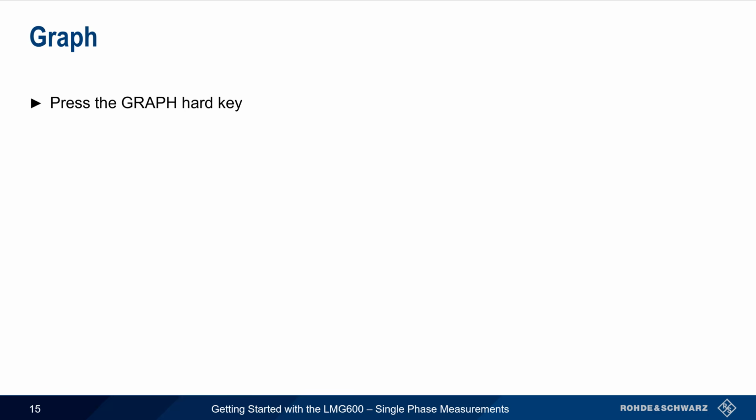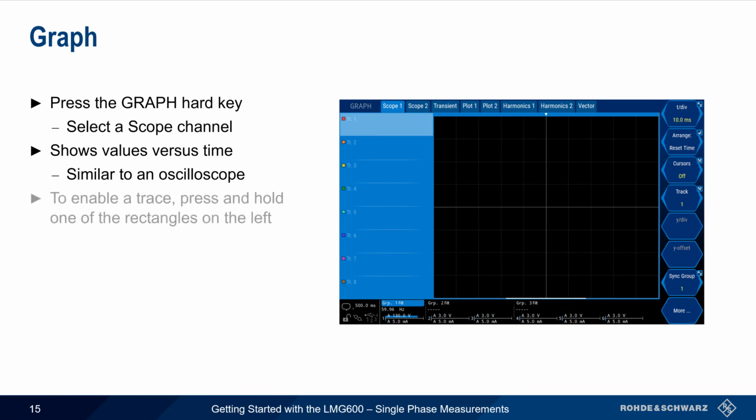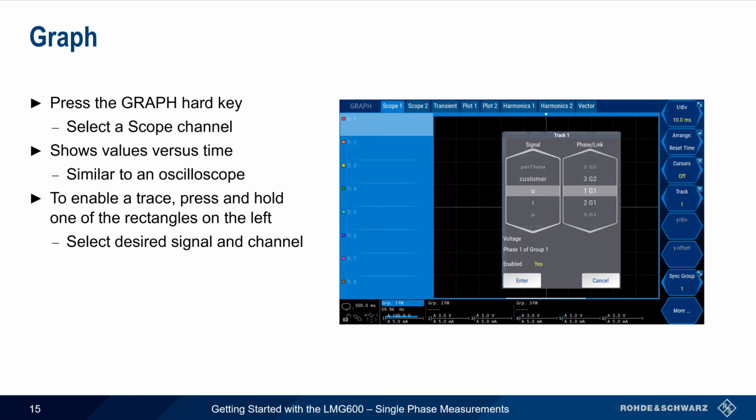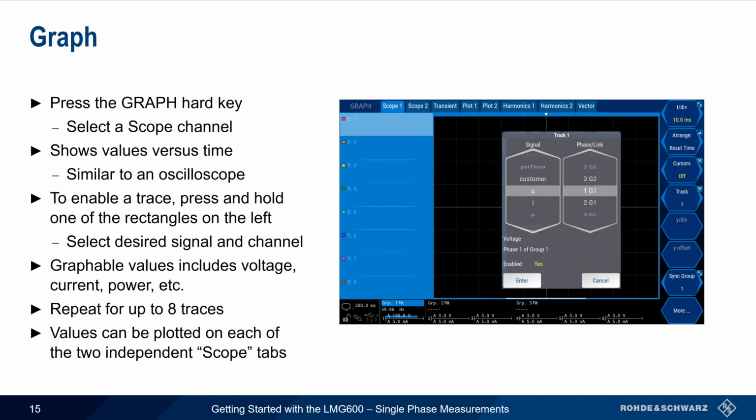Measured values can be graphed or plotted by pressing the Graph hard key and selecting a scope channel. This view shows values versus time, similar to the way an oscilloscope displays information. To enable a trace, simply press and hold one of the rectangles on the left side of the screen. A pop-up then appears, allowing the selection of group/phase, as well as the measured quantity: voltage, current, power, etc. This can be repeated for up to 8 traces total. Values can also be selected and plotted independently in the 2 independent scope channels.